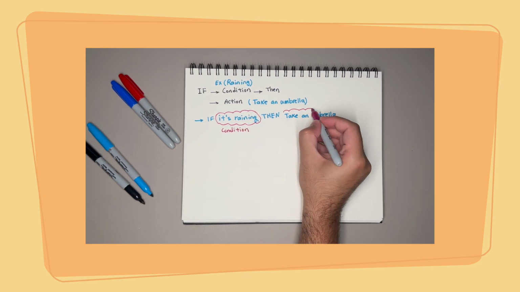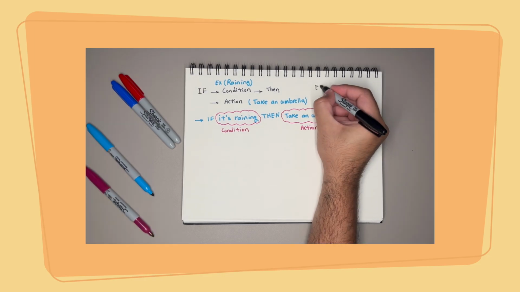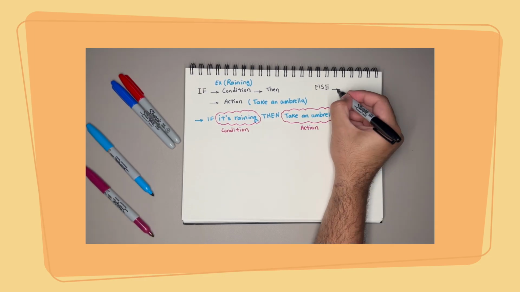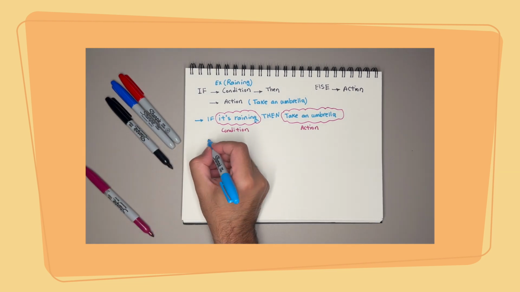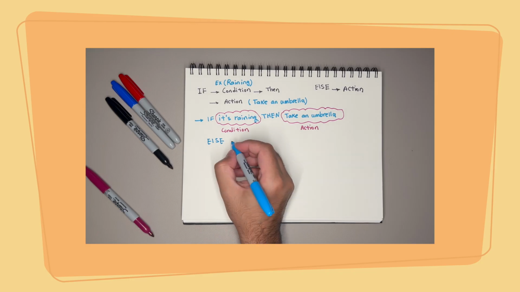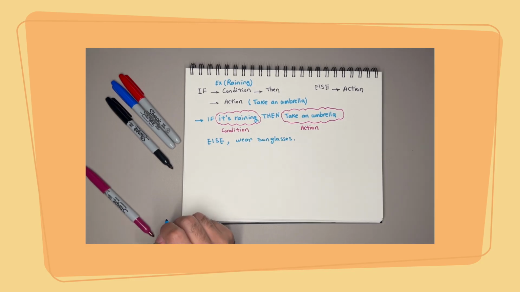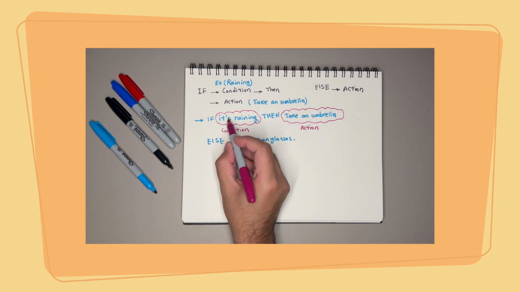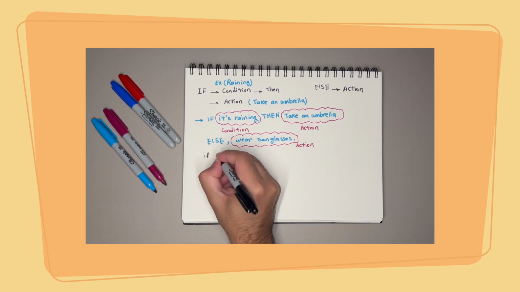Here, the raining is condition and take an umbrella is an action. But what if it's not raining? Then we have else. And we define actions for that. So here, if it's not raining, you can wear your sunglasses. So here, wearing the sunglasses is the action.